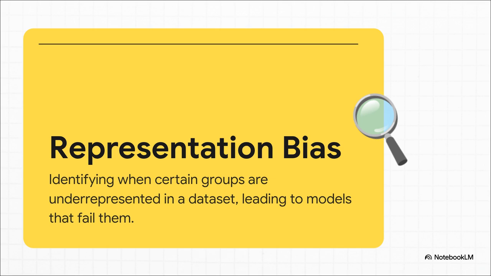Next, we have representation bias. This is what happens when our data just doesn't look like the real world. For example, if you train a facial recognition AI mostly on pictures of people with lighter skin, it's going to be absolutely terrible at recognizing people with darker skin. It's that simple. This tool helps us spot those imbalances.